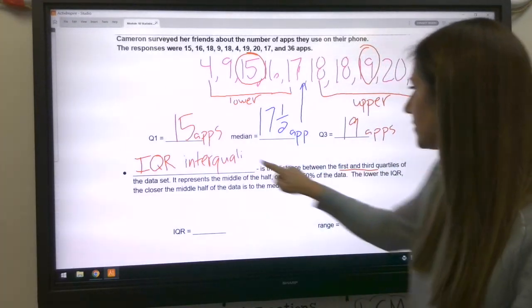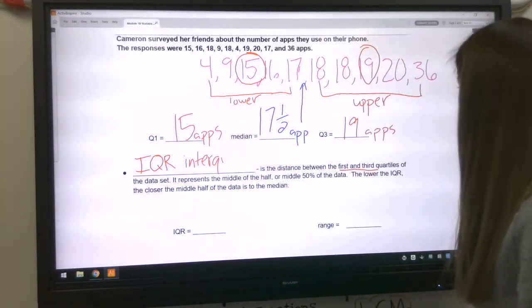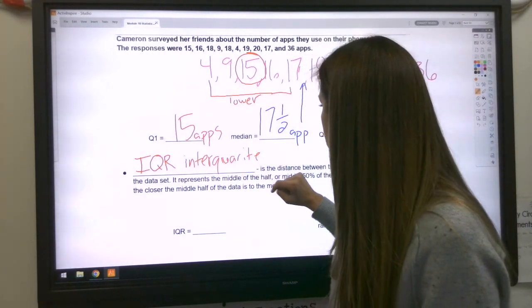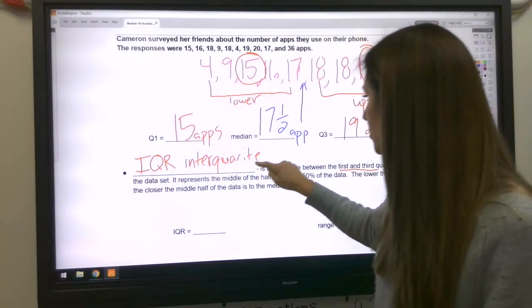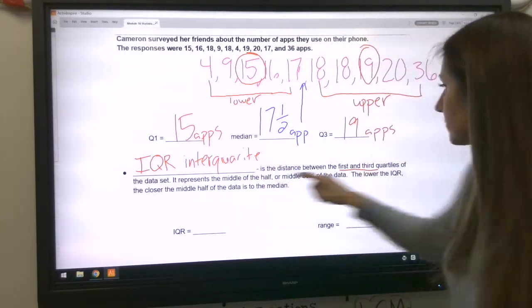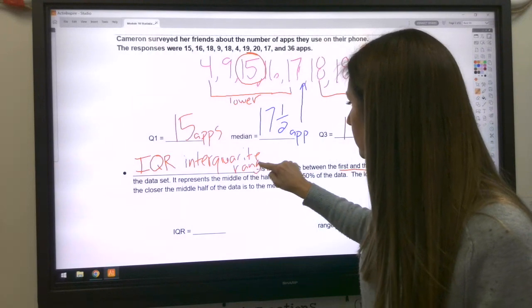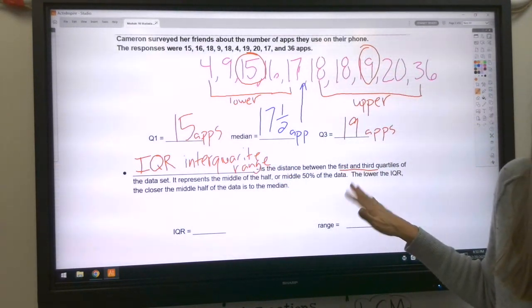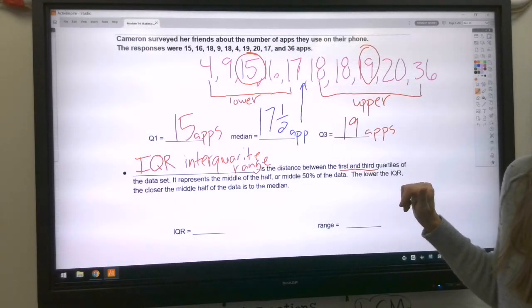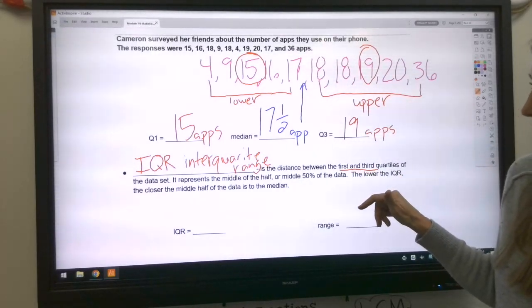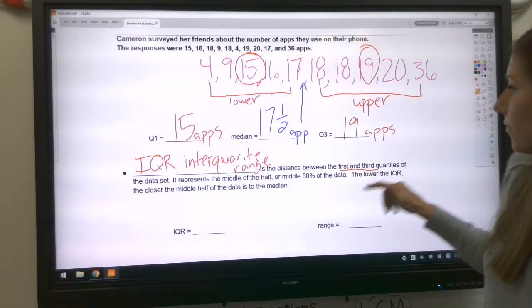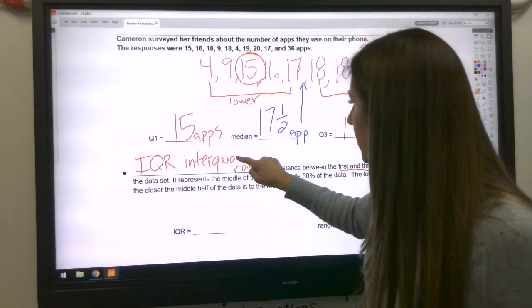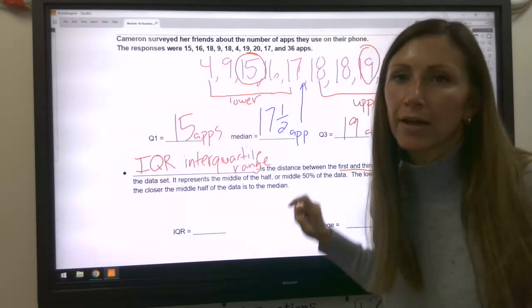Goodness, it's too late at night for me. Range. I'm going to still edit that. There. Sloppy. Interquartile range. It's bothering me. Is it bothering you? I bet.